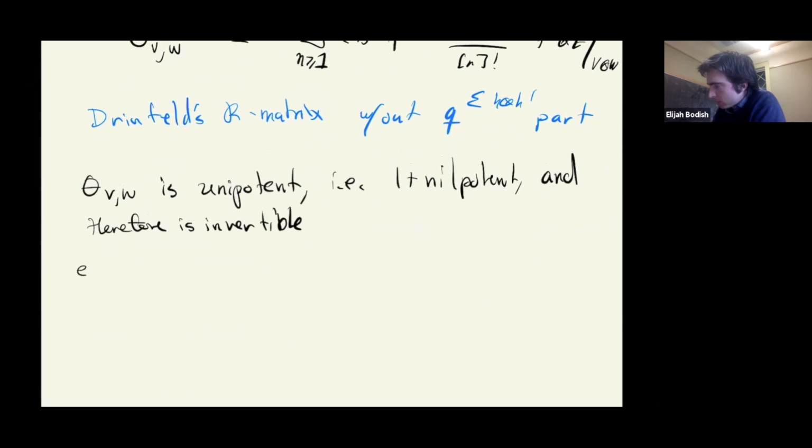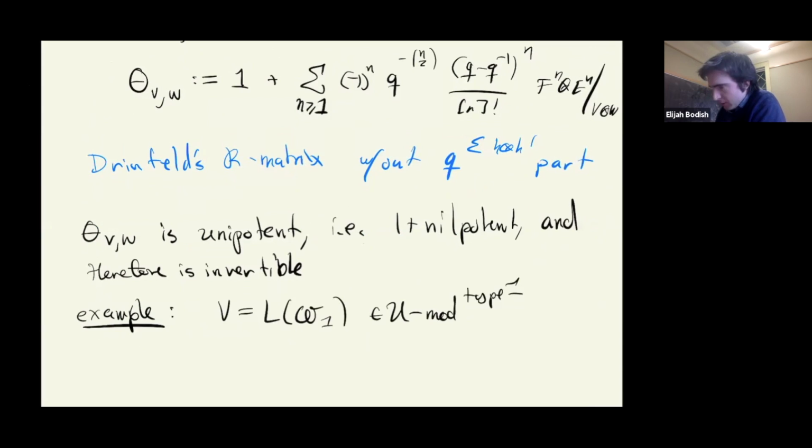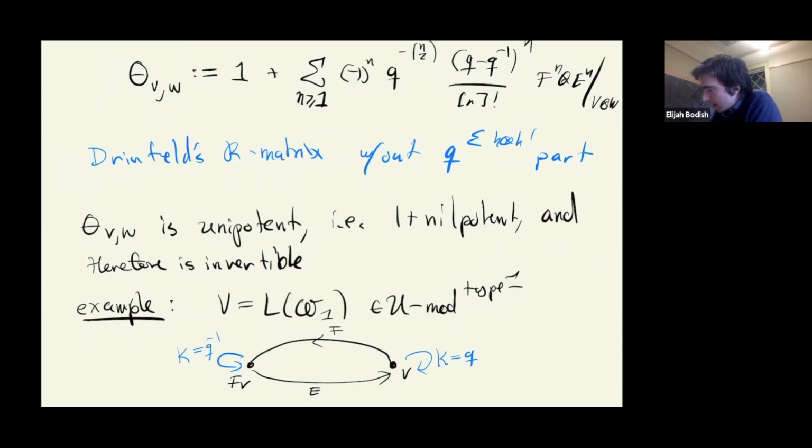So for our example, we'll take V, which is the first fundamental representation for U, and we can draw the quiver or whatever you want to call it for this representation, where I have pictures of how my E's and F's and K's act. So I have two vectors, v and Fv, and F takes v to Fv, and E takes Fv to v. And K acts on v by q, and K acts on Fv by q inverse. So this is this two-dimensional vector space. I can tensor it with itself, and I get a four-dimensional vector space.